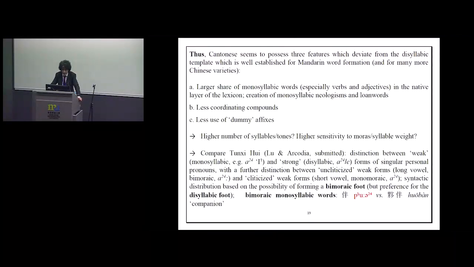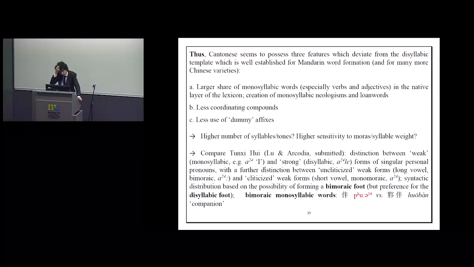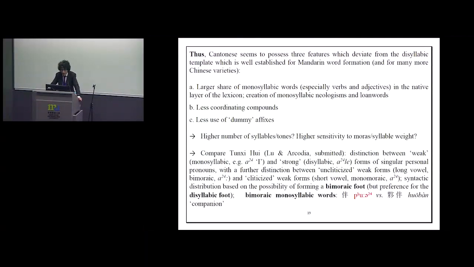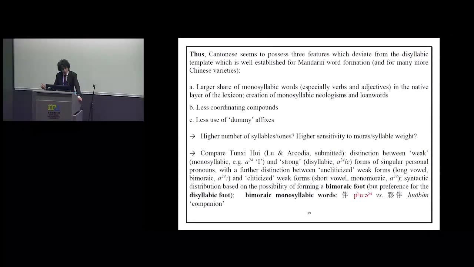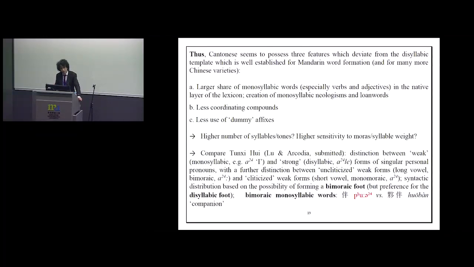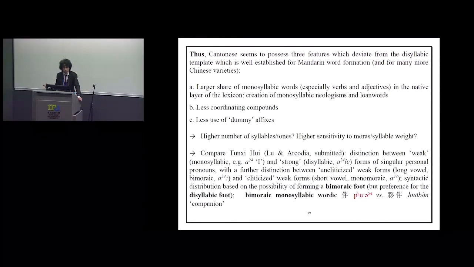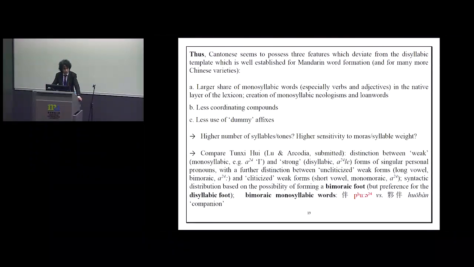This is a recent paper on Tunxi, a Hui variety of Anhui. And in Tunxi, you have this very, very peculiar phenomenon where personal pronouns have different forms. They have stronger forms, which are disyllabic. They have weaker forms, which are monosyllabic. And they have an intermediate version which is monosyllabic, but with a long vowel. So they're bimoraic. And in many contexts, you can use the bimoraic form as if it were the disyllabic form. So it can be prosodically independent.